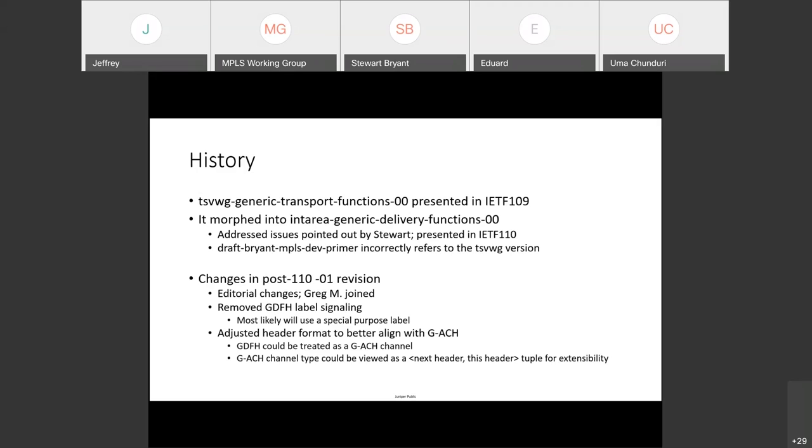The most important change in this version is that we adjust the header format a little bit to better align with GCH. In fact, if needed, we could treat this generic delivery function header as a GCH header. In particular, currently the channel type is two octets long, and that can be viewed as a tuple with a next header followed by this header. So it will become clear in the next slide.